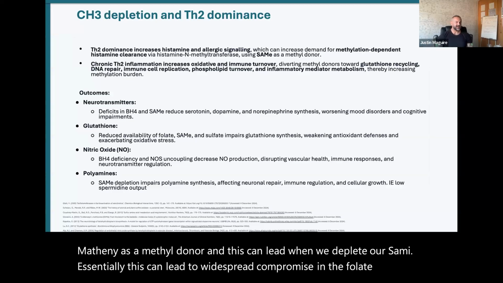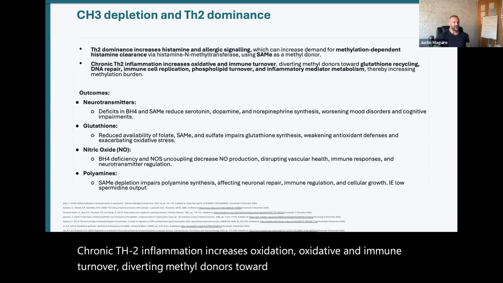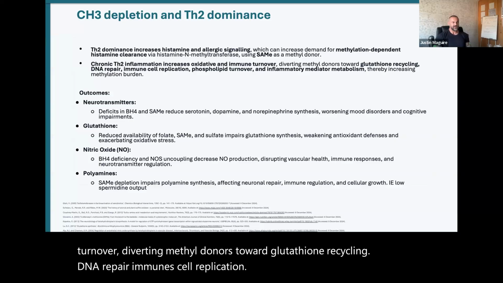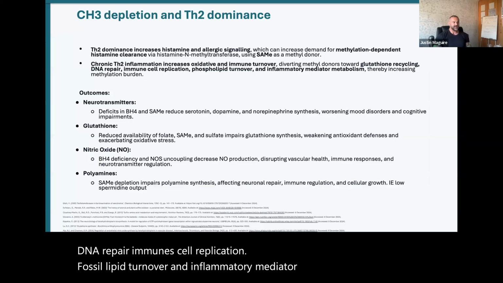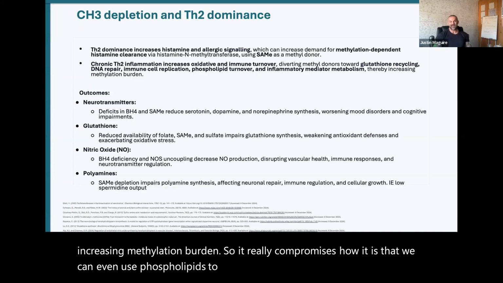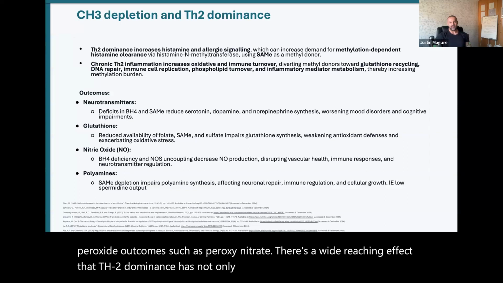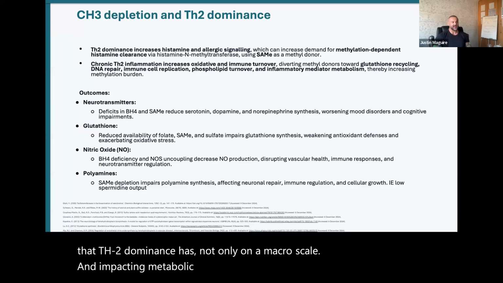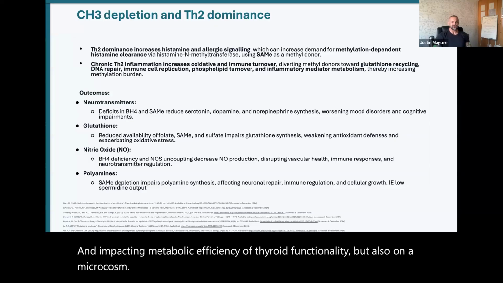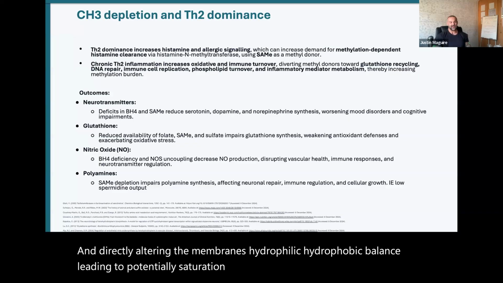Chronic Th2 inflammation increases oxidative and immune turnover, diverting methyl donors toward glutathione recycling, DNA repair, immune cell replication, phospholipid turnover, and inflammatory mediator metabolism, thereby increasing methylation burden. So it really compromises how we can even use phospholipids to stabilize membranes, increasing lipid peroxidative outcomes such as peroxynitrite. There's a wide-reaching effect that Th2 dominance has, not only on a macro scale in impacting metabolic efficiency of thyroid functionality, but also on a microcosm scale, directly altering the membrane's hydrophilic-hydrophobic balance, leading to potential saturation in certain contexts and also hyperpermeability and others.